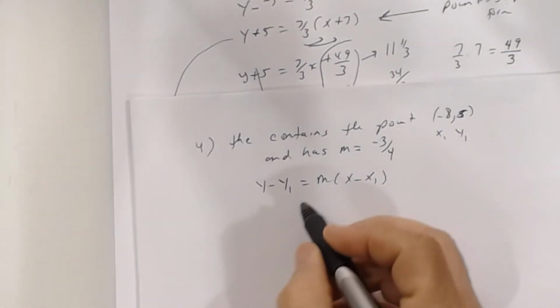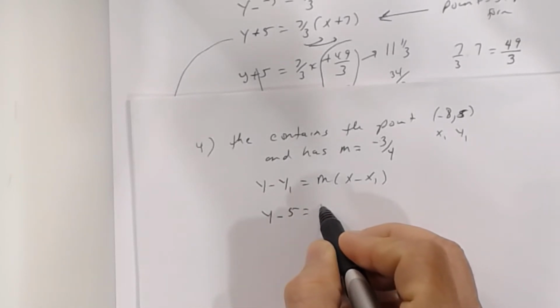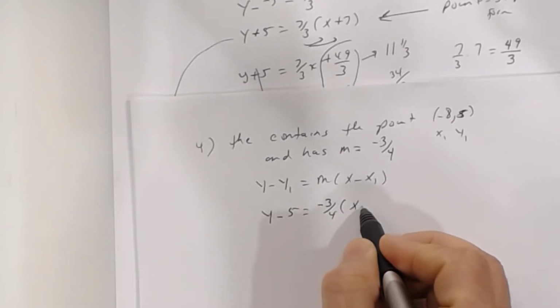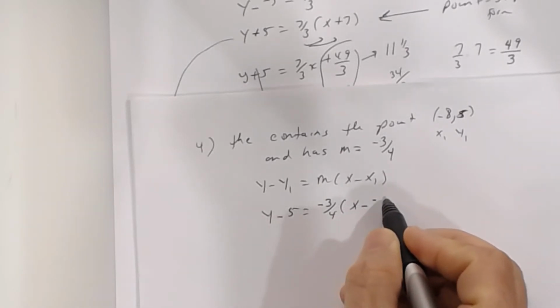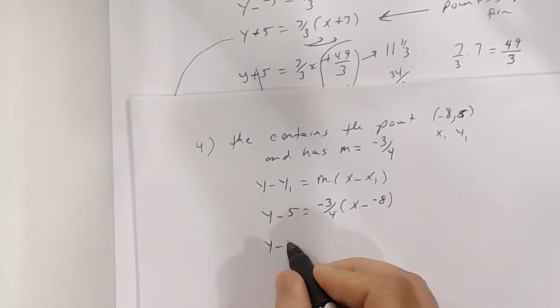All right, so here we go. Y minus y1, what's y1? 5 equals the slope, which is negative 3/4 times x minus a negative 8. Now go ahead and rewrite that x subtract the negative 8 to x plus 8.